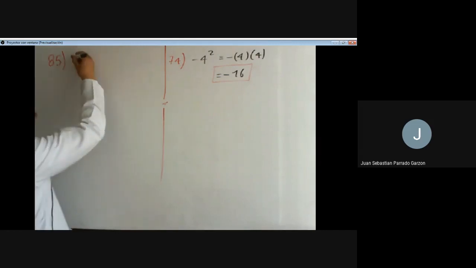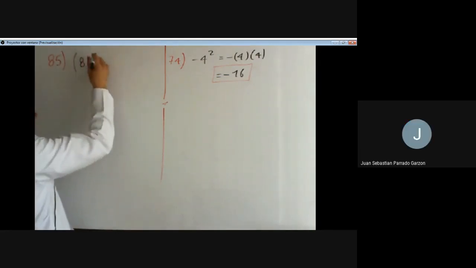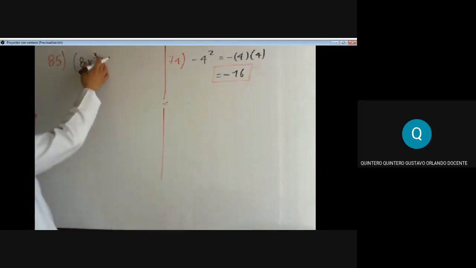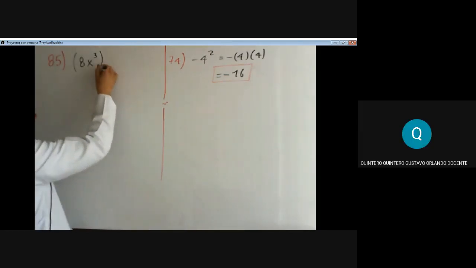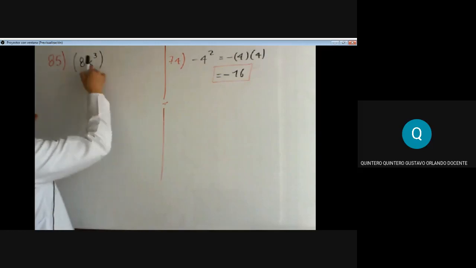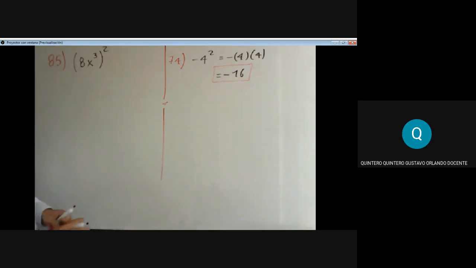Parentheses 8x3, close parentheses. X to the 3, I'm assuming, right? Yes. Close parentheses to 2, and all of this to the 2. Beautiful. So I do it, and you did it.